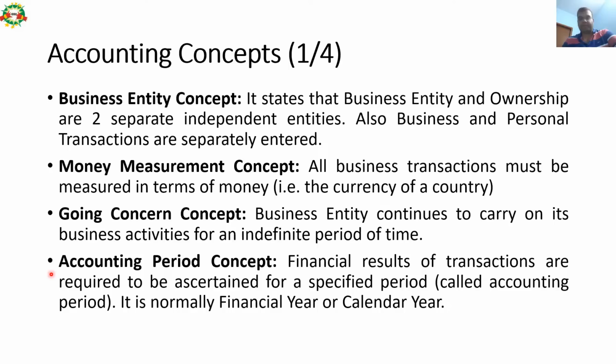Accounting period concept. Financial results of transactions are required to be ascertained for a specified period, which is also called the accounting period, and it is normally a financial year or calendar year. For example, normally in India we follow the financial year. However, in American countries, normally companies follow the calendar year. Financial year starts from April to March normally, and calendar year starts from January to December.